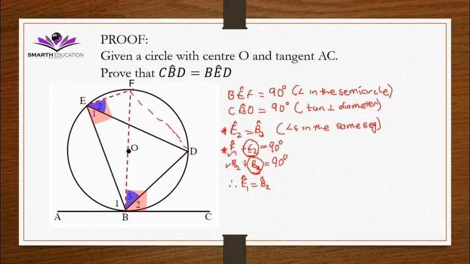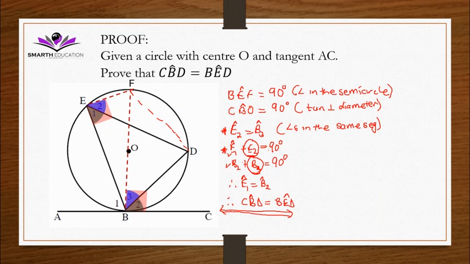You see that? So now we can say this angle here is equal to this angle here. E1 is equal to B2. Now we have proved that, therefore, angle CBD is equal to angle BED. Because if you check, angle B2, that is CBD, and angle E1, that is angle BED. We have proved that. We have done the first method of proving the tan chord theorem.